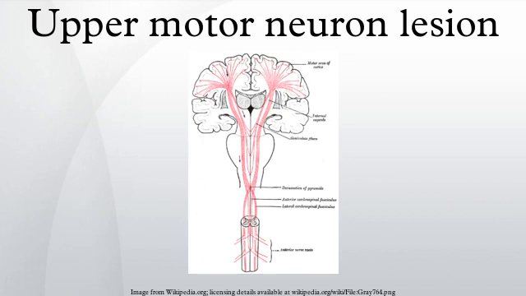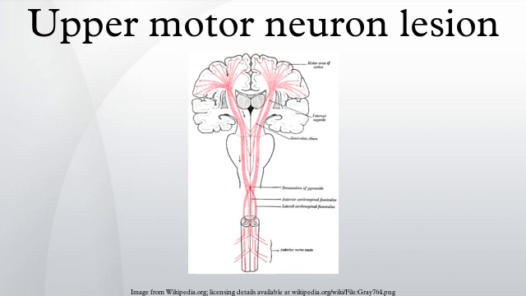An upper motor neuron lesion is a lesion of the neural pathway above the anterior horn cell of the spinal cord or motor nuclei of the cranial nerves. This is in contrast to a lower motor neuron lesion, which affects nerve fibers traveling from the anterior horn of the spinal cord or the cranial motor nuclei to the relevant muscles.